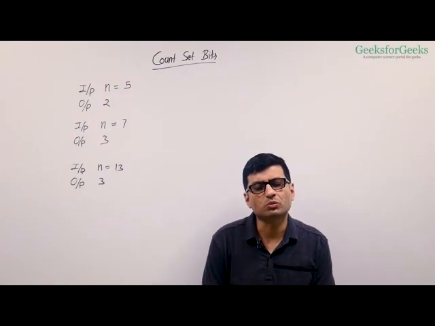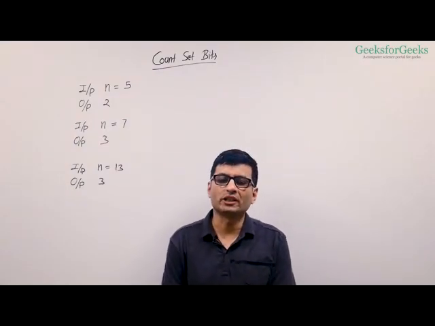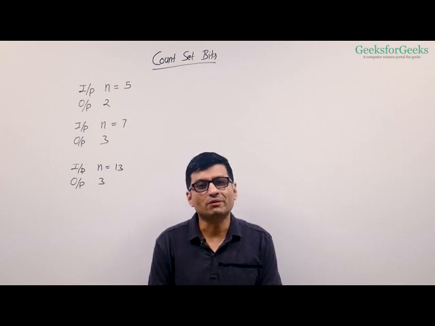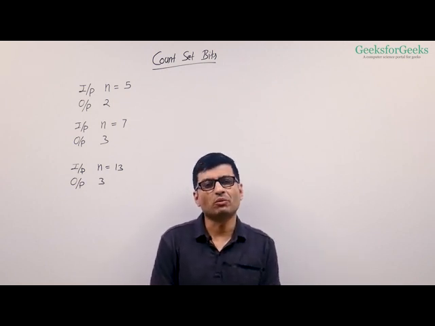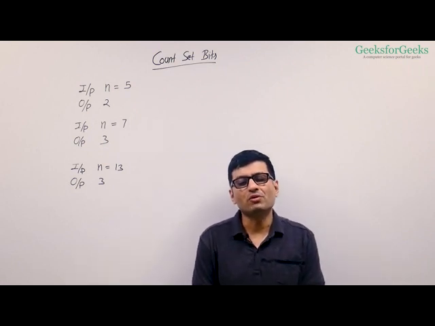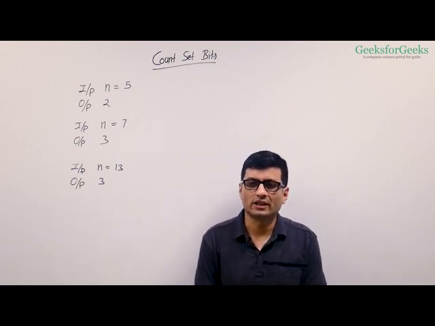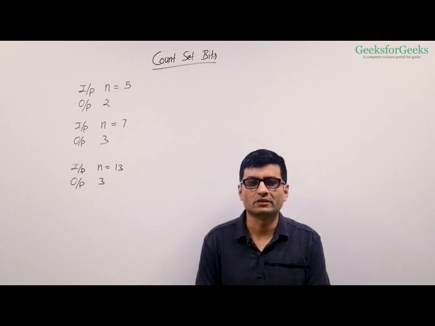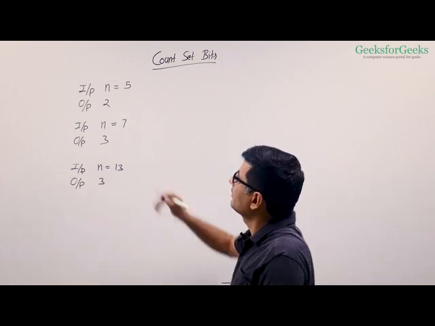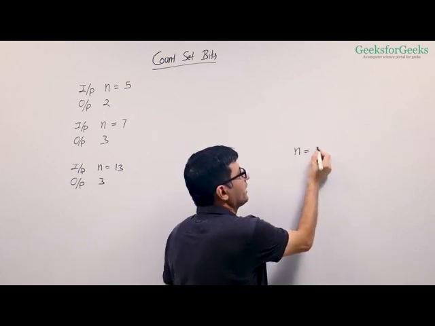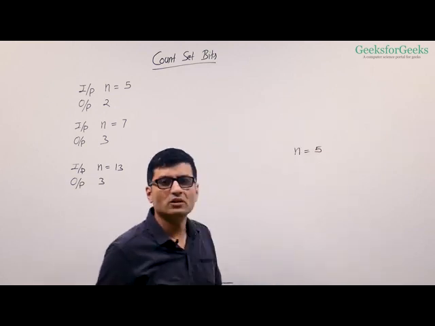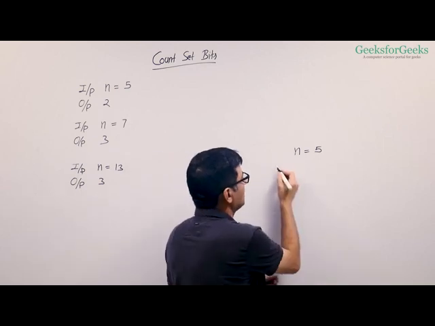Let us talk about this problem. Count set bits in an integer. We are given a non-negative integer, an integer which is either 0 or any positive value. We need to count how many set bits it has in its binary representation. For example, if we have n equal to 5, then its binary representation is going to be 101.